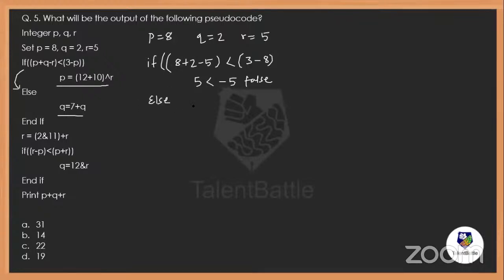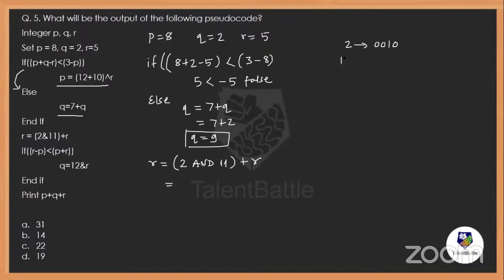Now in the else block, I am calculating Q equals 7 plus Q, which is nothing but 7 plus 2. So my Q will become 9. If block completes, then I am calculating R. R equals 2 and 11 plus R. So we have to again go with the AND operator, bitwise. So binary of 2 is 0010, and then 11 will be 1011. Perform AND operation. That will give me 0010, which is nothing but 2. So 2 and 11 is 2, plus R value, that is 5. So R will become 7.